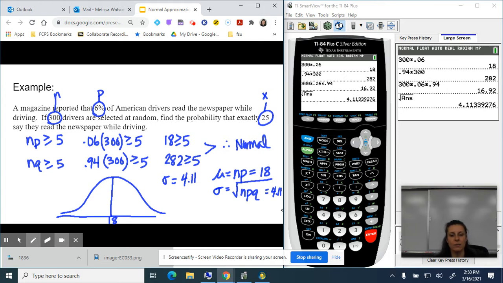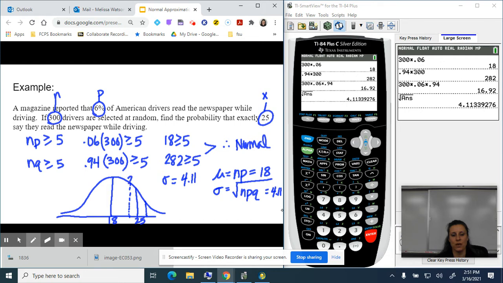Okay, so now I am going to find the probability that exactly 25 read the newspaper while driving. So 25 would be on the right side, but notice that it doesn't want less than 25 or more than 25. It wants exactly 25. So there's no area for me to shade. If you remember from geometry, lines have no thickness. But since the binomial is a discrete distribution and the normal curve is continuous, I need to also include the numbers that would be rounded to 25.